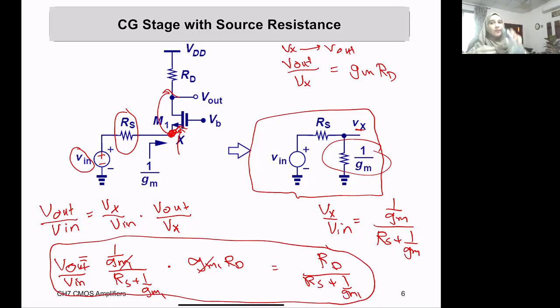I have a question. Yes, please, could you please explain what is Vx? Vx is just, I gave this node a name. Why did we resolve Vout over Vn into Vx over Vn and Vout over Vx? Why did we just do that? Because it's difficult if you want to do it directly.